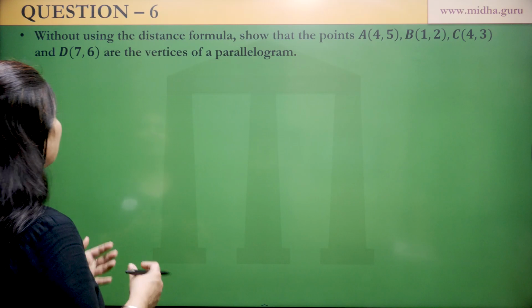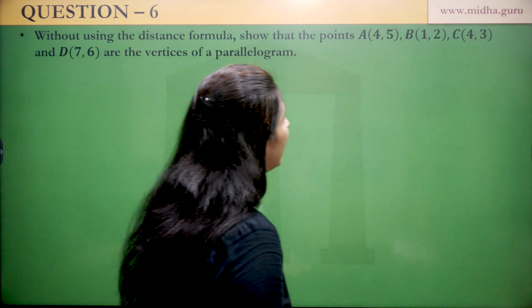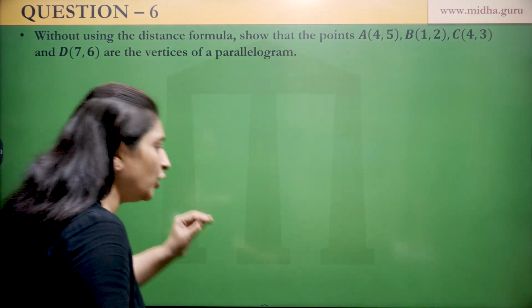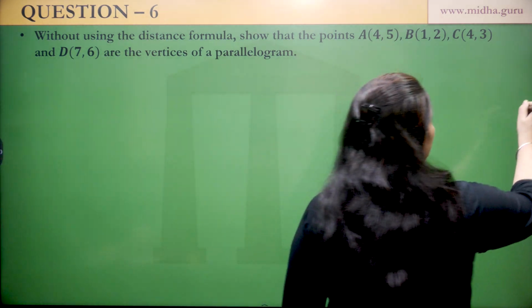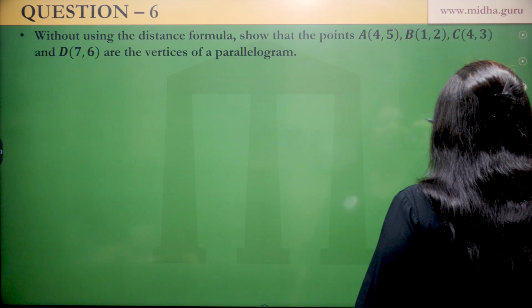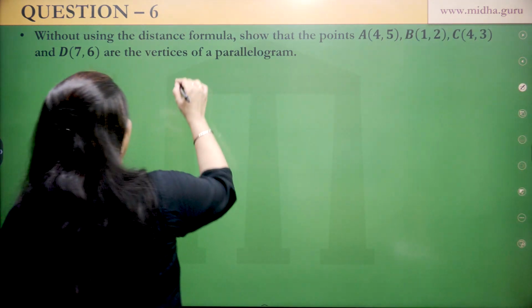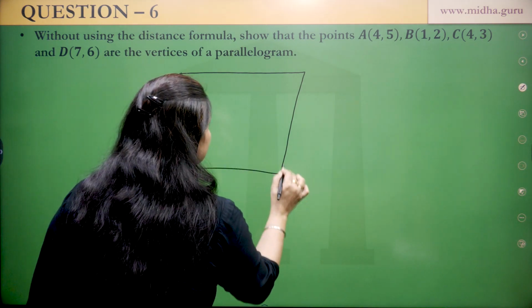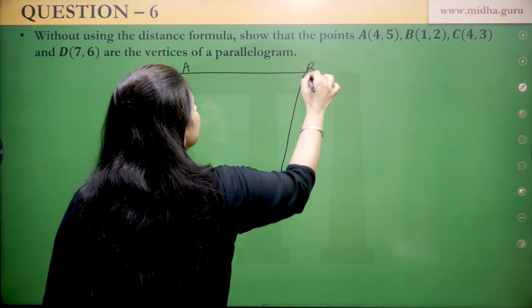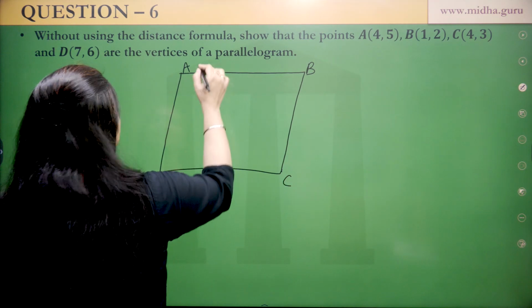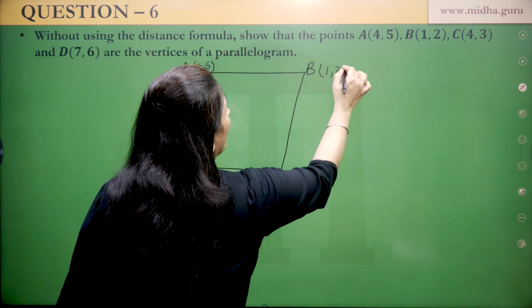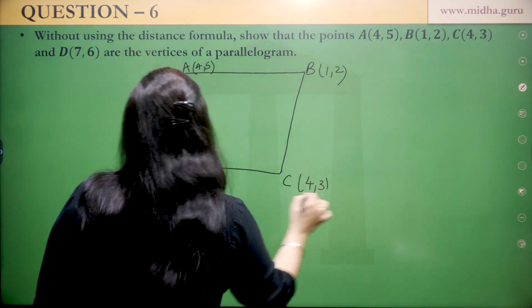Next question: without using the distance formula, show that the 4 given coordinates A, B, C, D are the vertices of a parallelogram. The last question was to prove that it is a right angle triangle. This time we have to prove that they are the vertices of a parallelogram without using the distance formula. So let us write down the coordinates: 4, 5, 1, 2, 4, 3 and 7, 6.